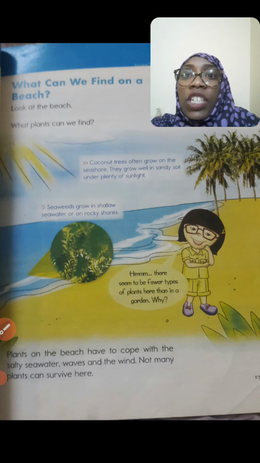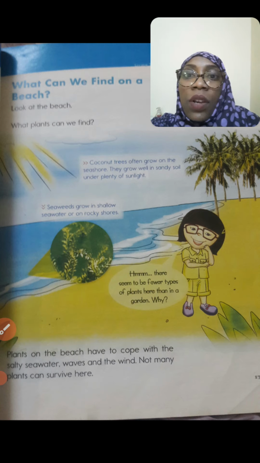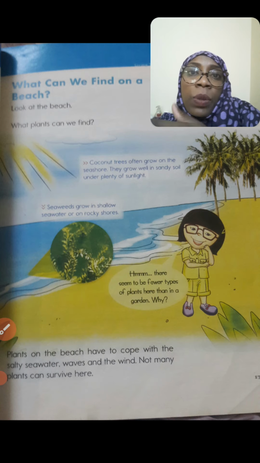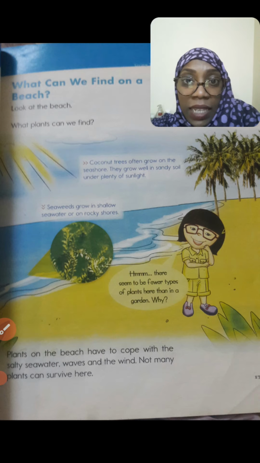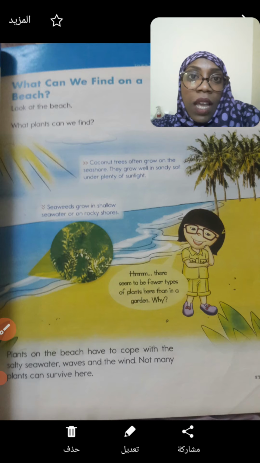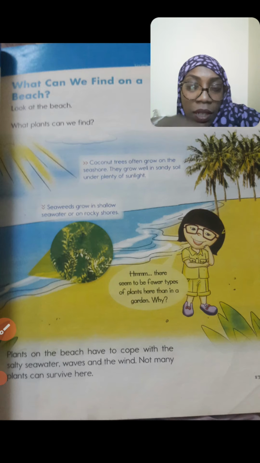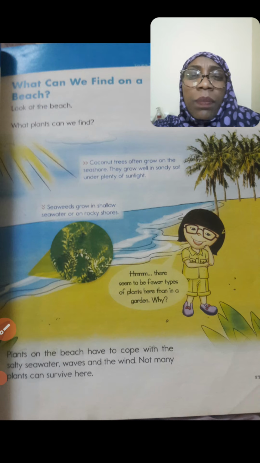Seaweeds grow in shallow seawater or rocky shores. Let us read it again. Seaweeds grow in shallow. Shallow is the opposite of deep. So we can find seaweeds, this kind of plant, where? We can find it up the sea. Not on, but also not deep. If you just enter the sea, you can find it just beside your legs. So that means it is near you. It's not deep down. Okay?